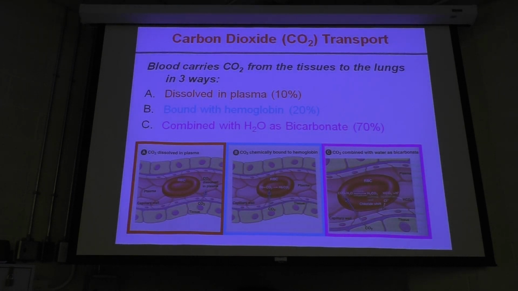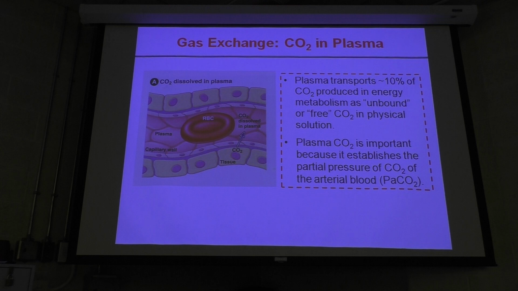So, carbon dioxide transport. Blood carries carbon dioxide from the tissues to the lungs in 3 ways: dissolved in plasma, bound to hemoglobin, and combined with water as bicarbonate, in a process that occurs within the red blood cell. So first, carbon dioxide dissolved in plasma.